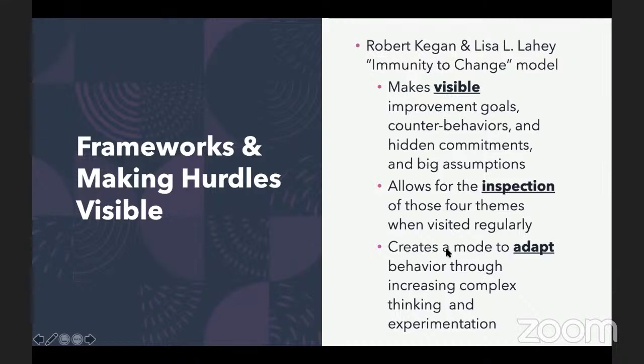So the X-ray model proposed in Immunity to Change makes visible the improvement goals, counter behaviors, and above all, the hidden commitments and big assumptions that we as individuals have, and that we in our teams have, and we as businesses have. It also allows for the inspection of those when you can make time to visit them regularly. And this model creates a mode to adapt that behavior through increasing the complex thinking and experimentation.